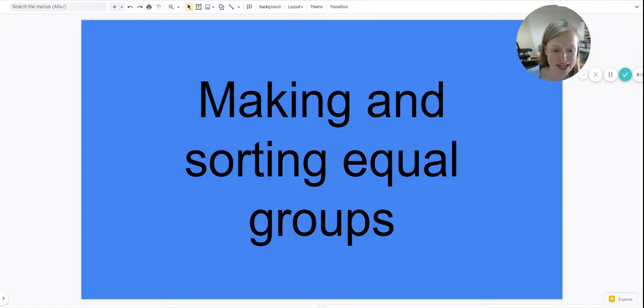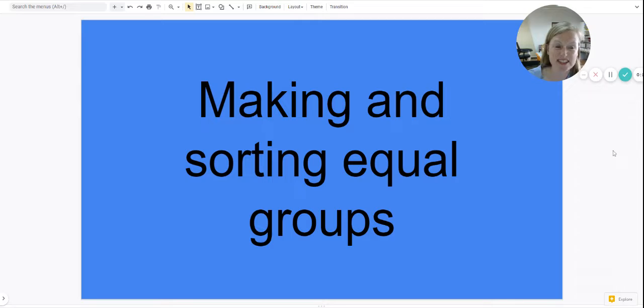learn about multiplication. So the first part when we're learning about multiplication is being able to understand about different groups. Today we are going to make and sort equal groups. First though, we're going to do a vocabulary check.